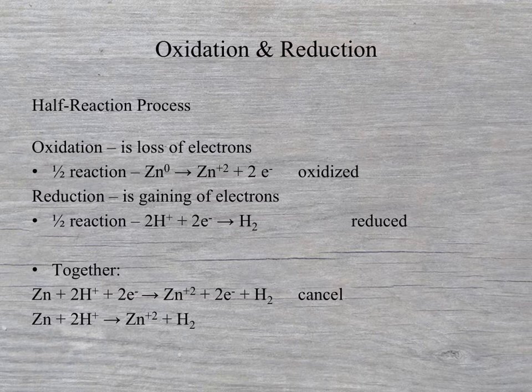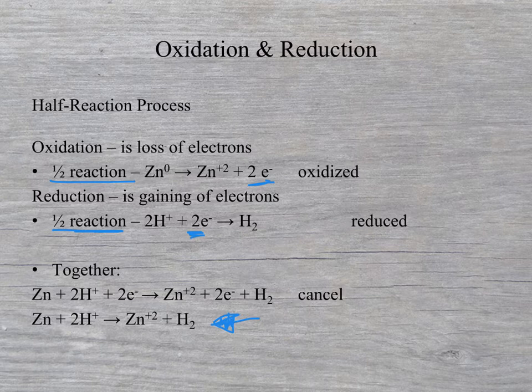You can see the half reactions here. This first one, we have zinc forming zinc plus 2 ion and 2 electrons. And then we have our second one, H+ ions and electrons forming H2 gas. One is oxidized because it is losing electrons, and one is reduced because it is gaining electrons. When you put them together and cancel out the electrons, you end up with this overall reaction for this oxidation and reduction process.